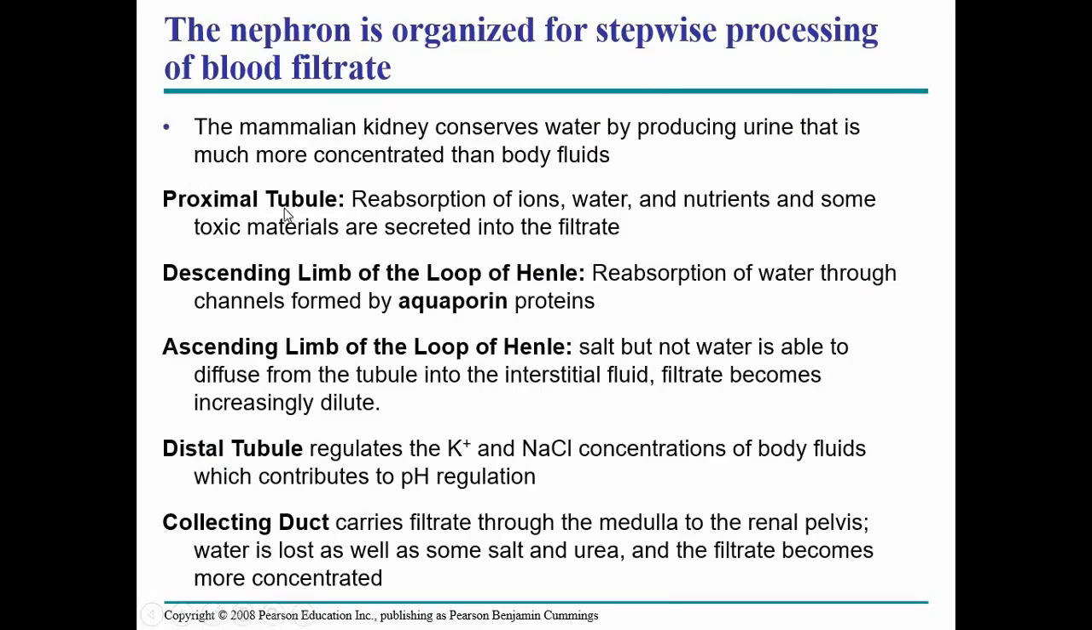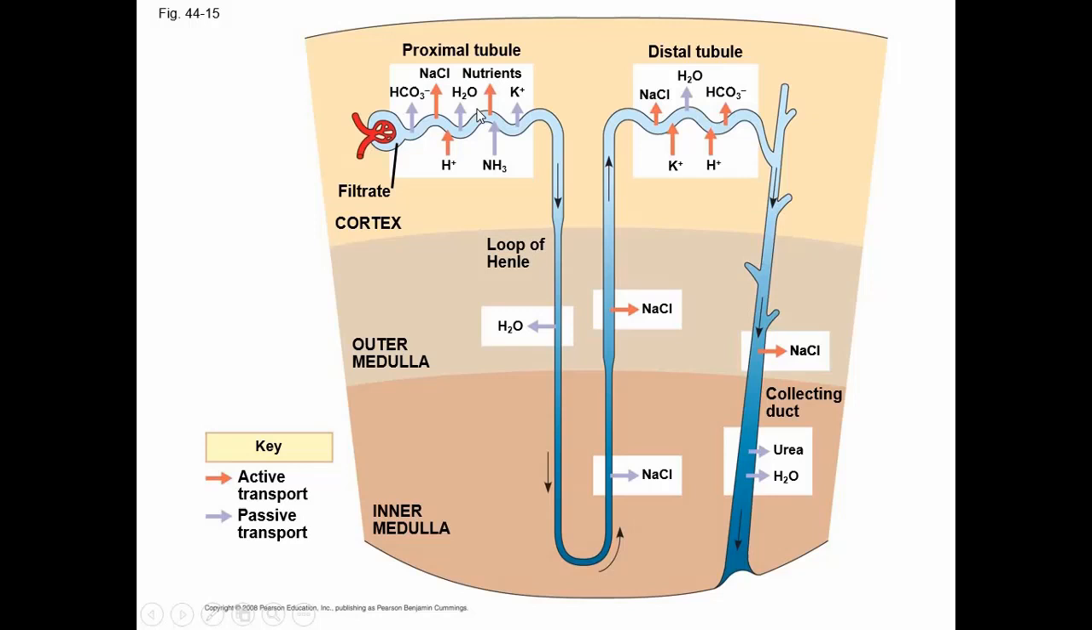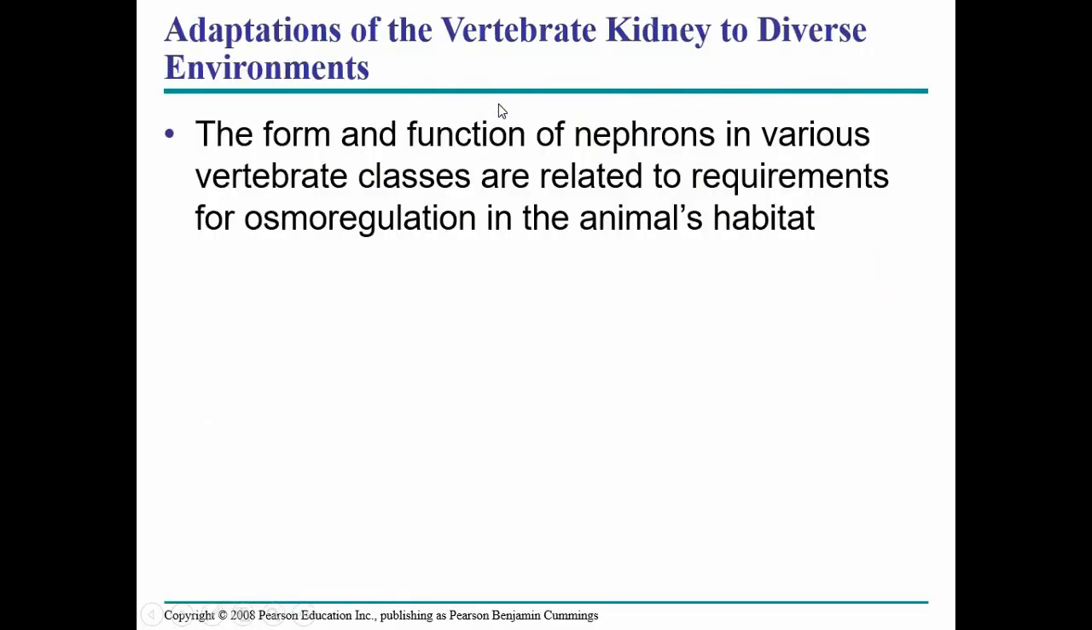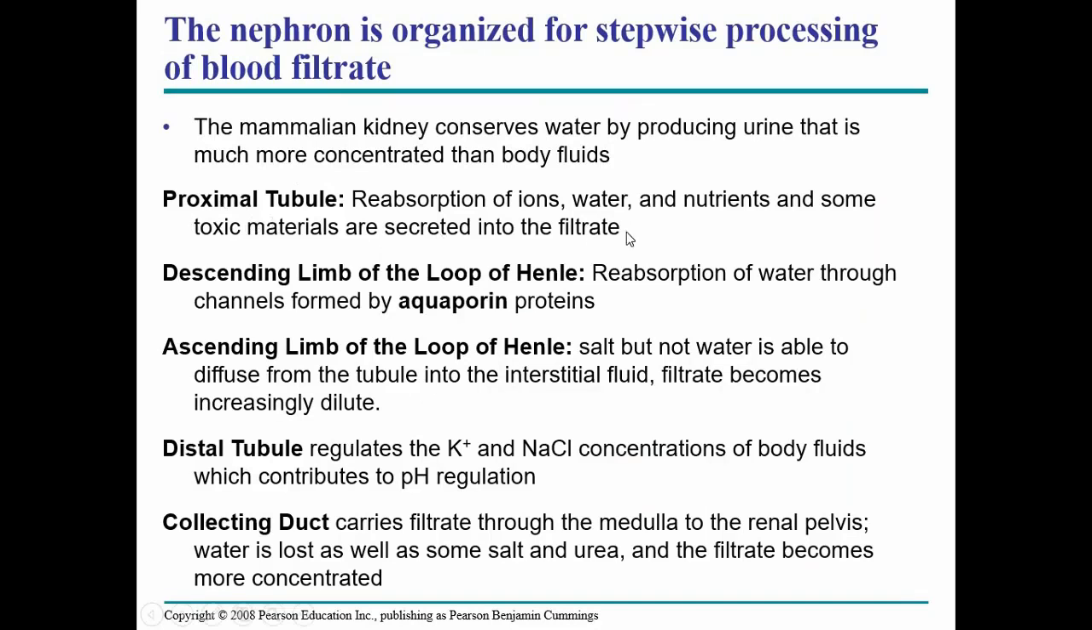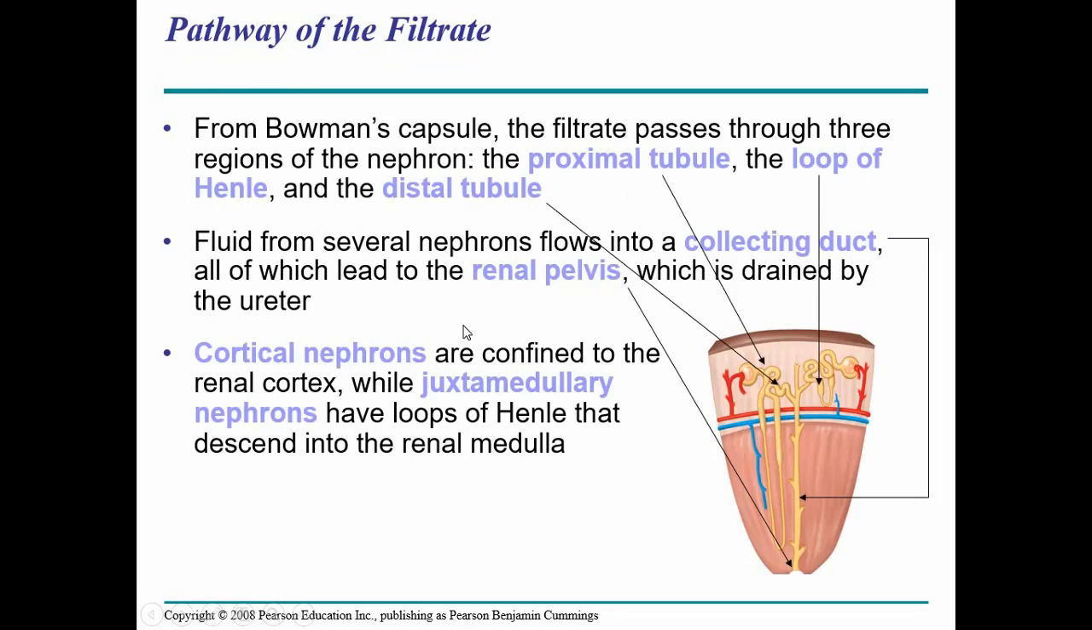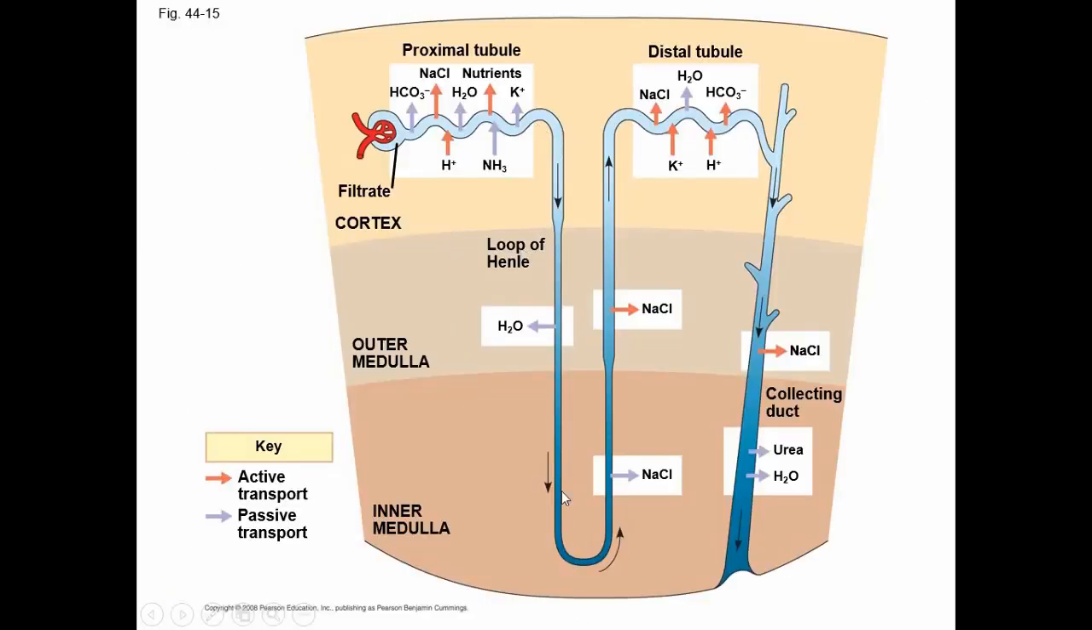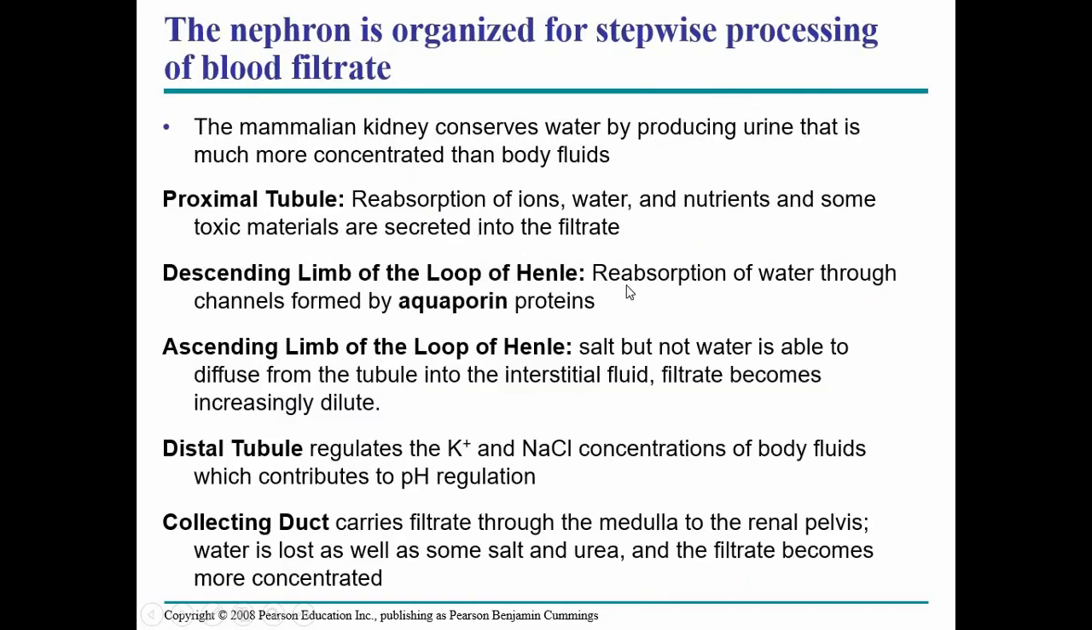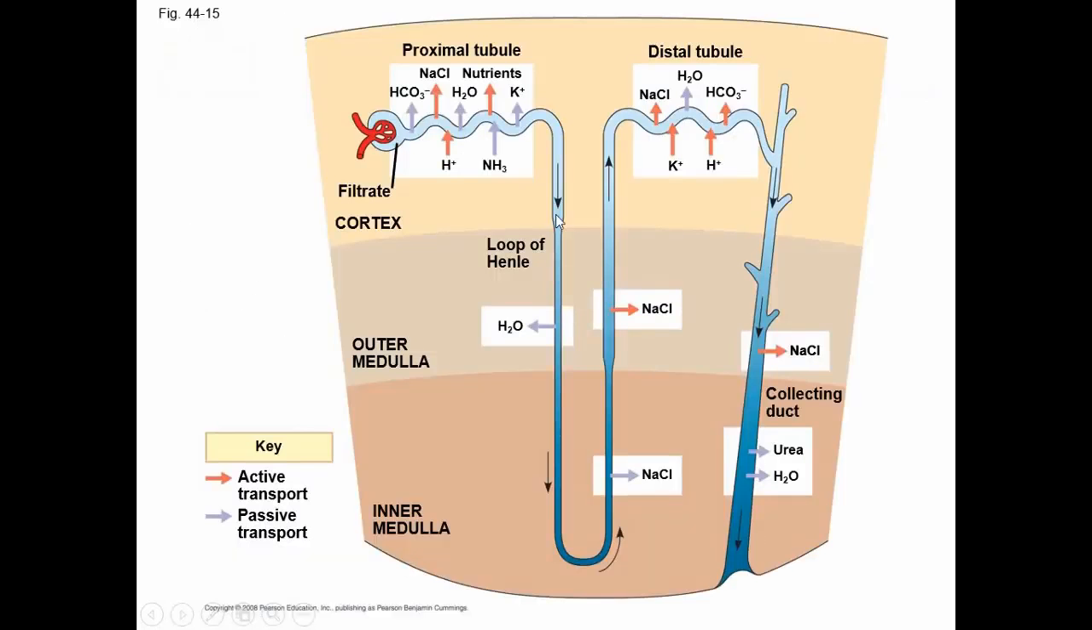In the proximal tubule, there will be reabsorption of ions, water, nutrients, and some toxins will be secreted into the filtrate. So we can see that natrium chloride, nutrients, and water are reabsorbed. Okay, and then in the descending limb of the loop of Henle. What is descending? Descending is going down. So descending is the process this way. What is happening there is the absorption of water through channels formed by aquaporin protein. So in the descending one, water is reabsorbed.